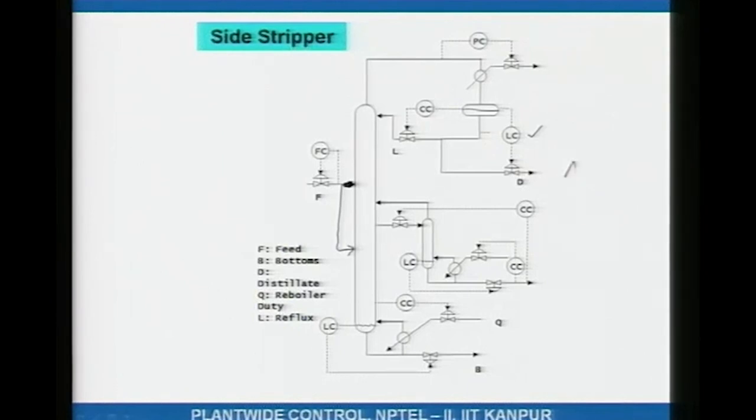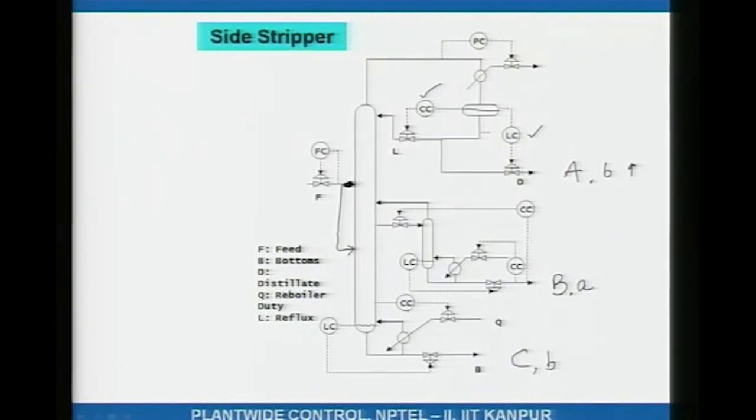If this is pure A, this is nearly pure B, this is nearly pure C, okay. Primary impurity here is small b. Primary impurity here is A, primary impurity here is B, okay. So if the amount of B that is leaking up the top starts to increase, what do you need to do? You need to increase the reflux, okay. So that is what this guy does. If the impurity level of B in the distillate is going up, you increase the reflux.